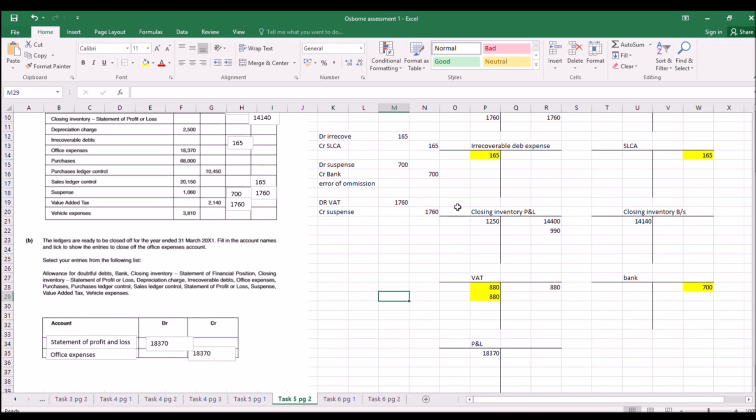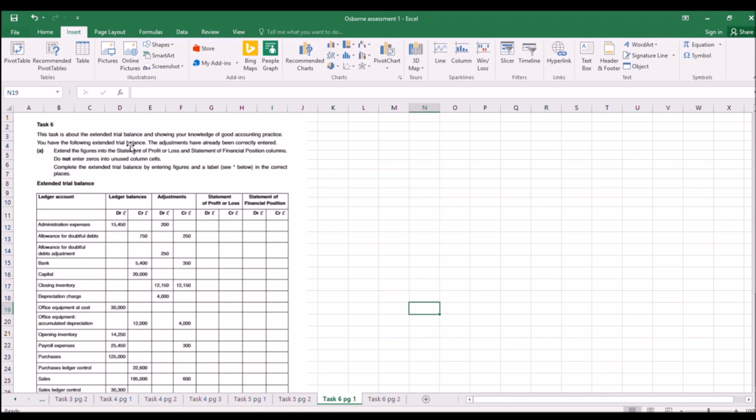Quite short, that. Task 6 is about the extended trial balance and showing your knowledge and good accounting practice. You have the following extended trial balance. Your adjustments have already been correctly entered, so we've had the period and adjustments and they've been put in there. Extend the figures into the statement of profit and loss or statement of financial position columns. So in terms of the profit and loss account, which might be there, or the statement of financial position, also balance sheet, which is what we could call it for that one there. Do not enter zeros.